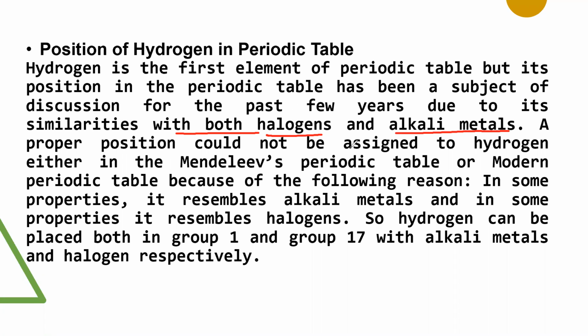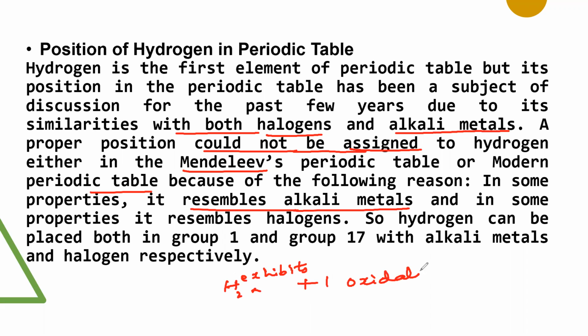A proper position could not be assigned to hydrogen either in Mendeleev's periodic table or in the modern periodic table because of the following reasons. This is very important. First reason: in some properties it resembles alkali metals because it exhibits the +1 oxidation state. How does it resemble alkali metals? Because hydrogen exhibits the +1 oxidation state. So that's why it can be compared with alkali metals.